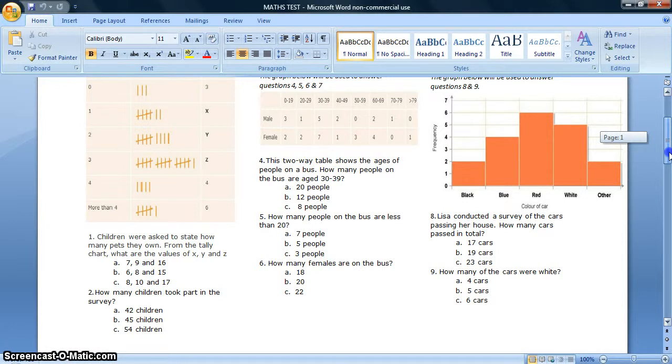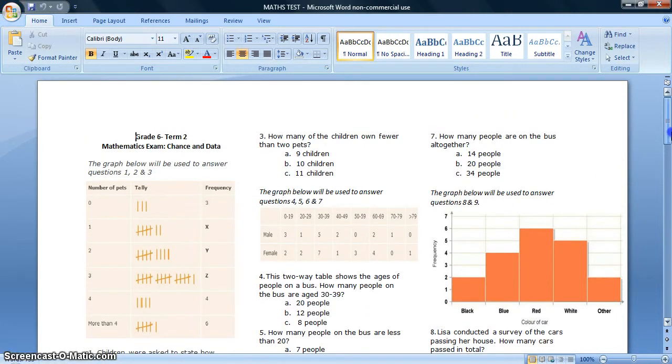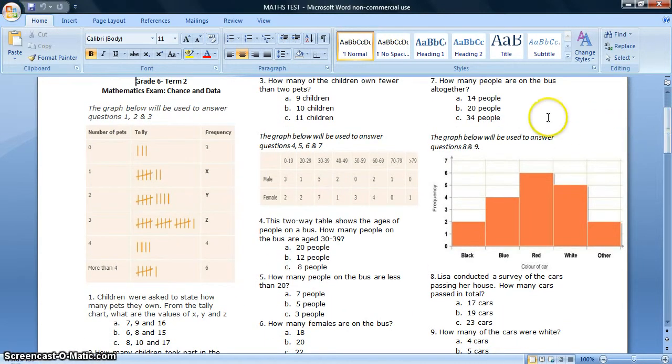A. 18. B. 20. C. 22. Question 7. How many people are on the bus? A. 14 people. B. 20 people. C. 34 people. The graph below will be used to answer questions 8 and 9.